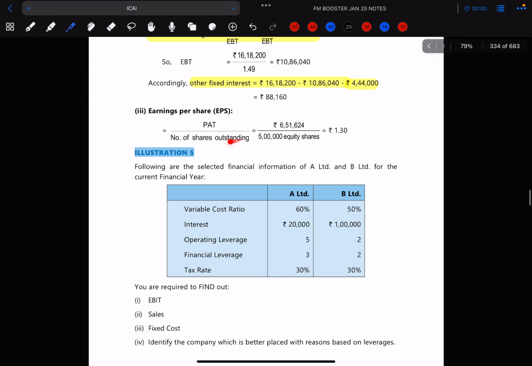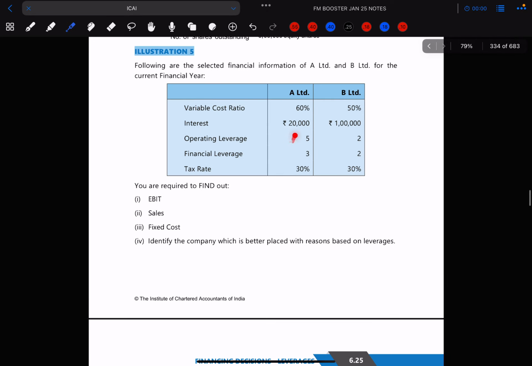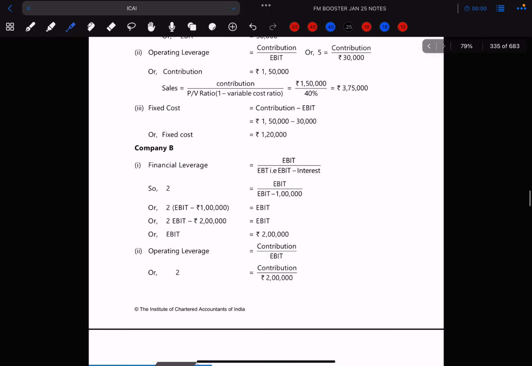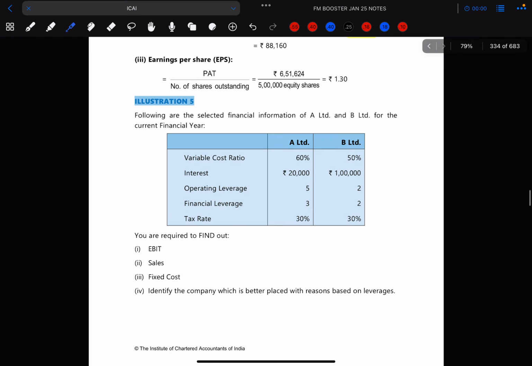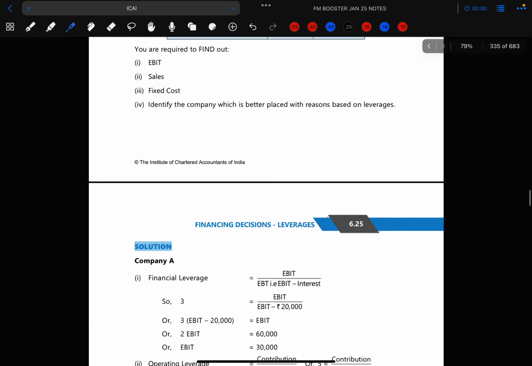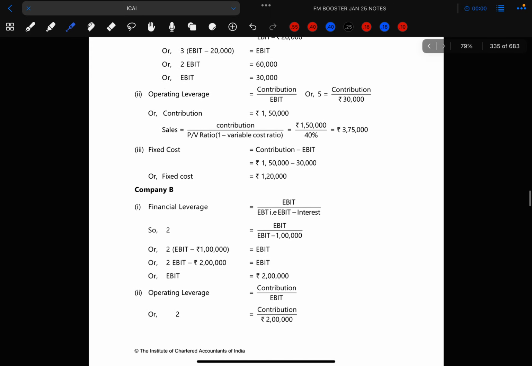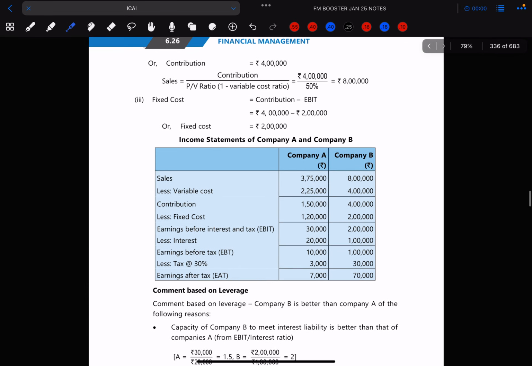And EPS, this one, variable cost interest, this is also a normal one, there is nothing big deal. This question is to find out the other things like EBIT, sales, fixed cost, and identify comparable business reason. In this case you just have to use the formula, use it very wisely. First go for financial leverage and then just change it. It is EBIT minus interest, right? So you don't know EBT, that is also called EBIT minus interest. In that case just change it and do it. Done. This isn't a big deal.